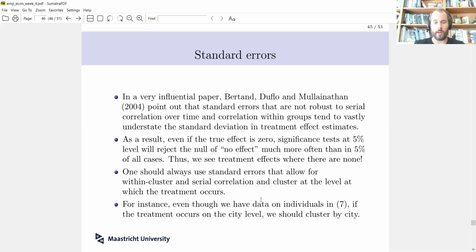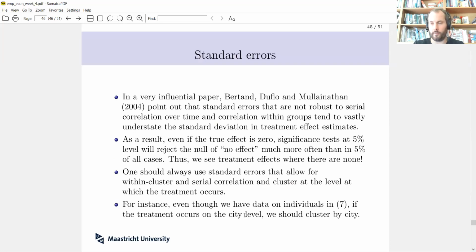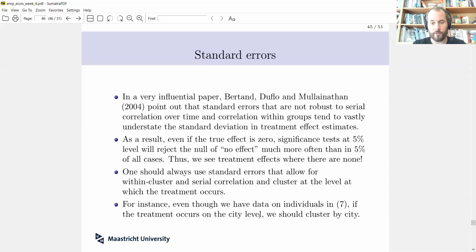So for instance, let's say we have data on individuals in equation 7 here, but the clustering, the grouping takes place on the city level because, for instance, there's a city level policy and your data is actually more informative. You have individual level data. So you should compute this equation here for getting the point estimates of your treatment effect. But for computing the standard errors, you should use clustered standard errors on the city level because the treatment takes place on the city level. That way, you account for serial correlation and for correlation within the city, city-specific effects.